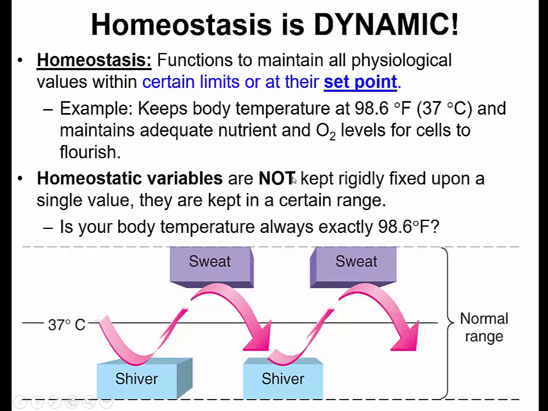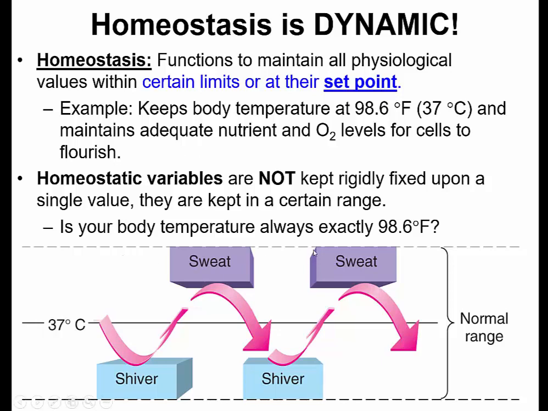So, homeostasis. The function is to maintain all physiological values within certain limits or at their set point that we were talking about. For example, you keep the body temperature at 98.6 degrees Fahrenheit or 37 degrees Celsius and maintain adequate nutrient and oxygen levels for cells to flourish. Now, homeostatic variables are not kept rigidly fixed upon a single value. They are kept within a certain range.